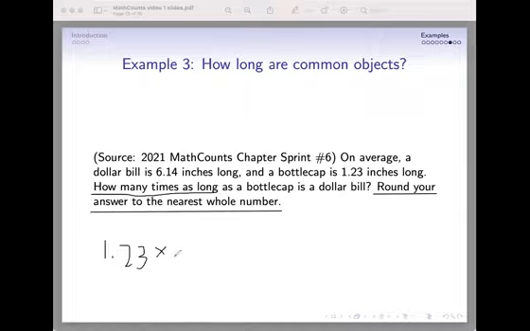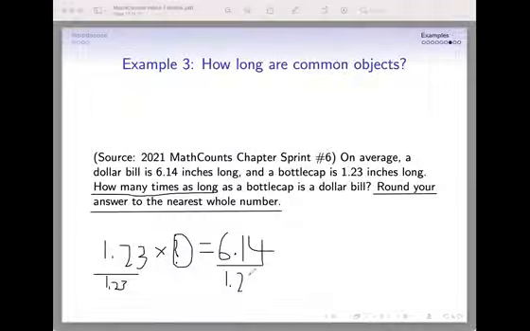I know this is kind of not MathCounts-y notation, right? But 1.23 times the thing we're trying to figure out, rounded to the nearest whole number, equals 6.14. Now, division being the inverse, the reverse multiplication operation, right? We're dividing by 1.23 on both sides. That'll give us the value of this question mark guy, right? So we'll divide the 6.14 by 1.23 as well, and it'll give us the question mark.